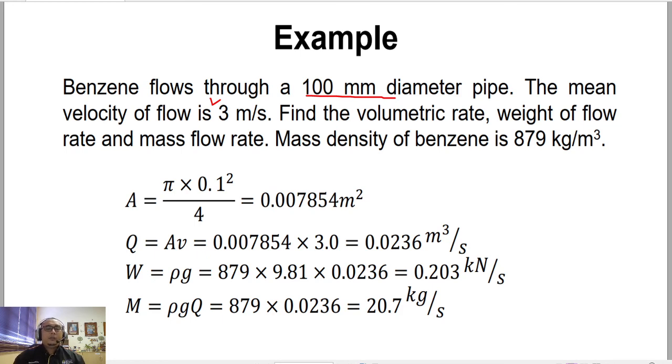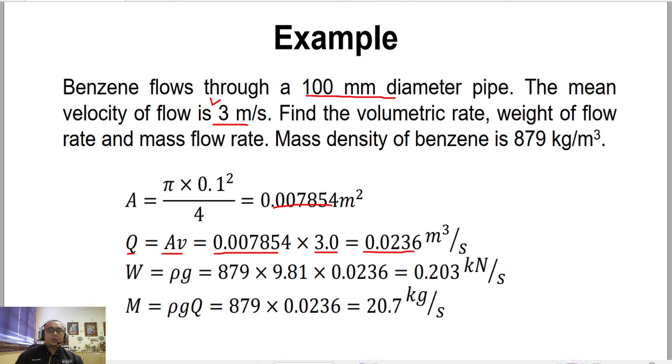Okay, so the first one disuruh kita dapatkan volumetric flow rate, which is Q lah. Q is equal to AV. Area of pipe, so kita calculate area of pipe, pi D squared over 4. Kita akan dapat area of pipe. Then kita just substitute in this equation, area multiply by 3. Okay, sekarang mean velocity dah diberi 3 meters per second and we get Q.